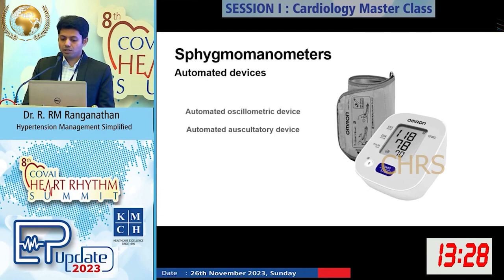In the automated oscillometric device, we have a small sensor in the cuff which records the pressure and the volumetric changes within the brachial artery, and then it generates an oscillometric waveform, from which we estimate the systolic and diastolic blood pressures. In the automated auscultatory device, we have a small microphone in the cuff which records the Korotkoff sounds, and then based on this, we estimate the systolic and diastolic blood pressure. Both look the same, it's just the mechanism by which they work is different.